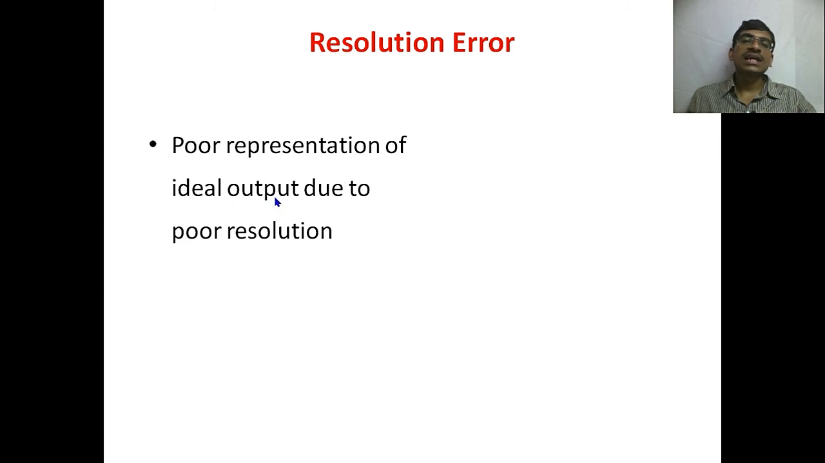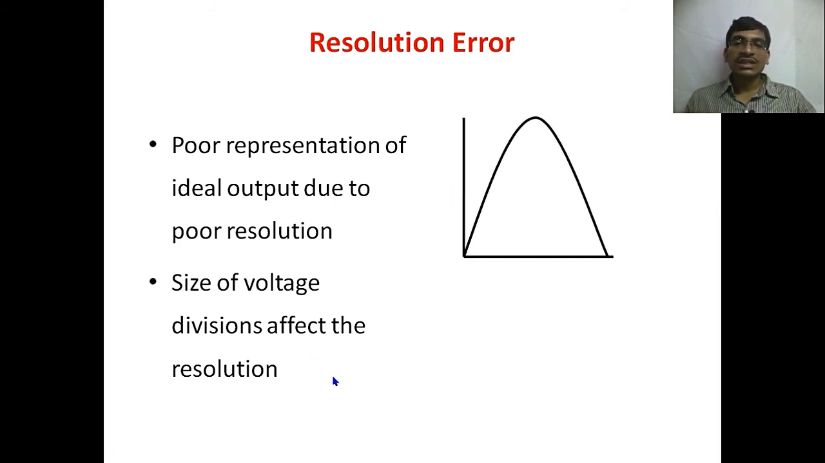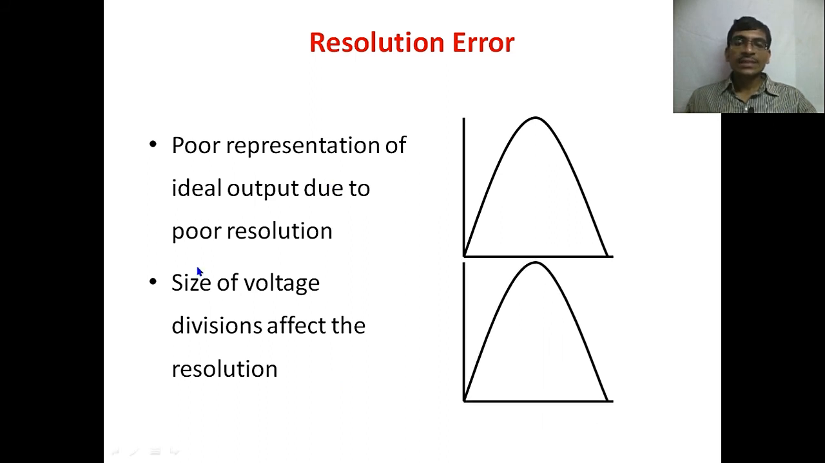Next one is the resolution error: the poor representation of the ideal output due to poor resolution. So if it has a poor resolution, then the resolution error will occur. The size of the voltage division affects the resolution. For the ideal and practical cases, it depends upon the sampling rate. Here we are taking more resolution, which means that we are taking a larger number of samples for converting the digital to an analog signal.